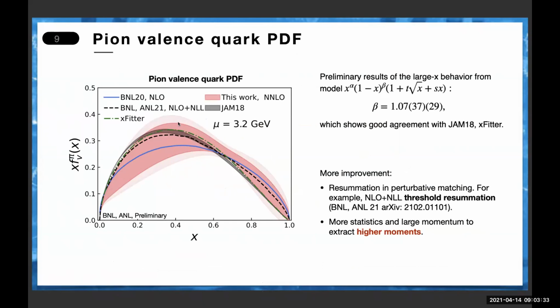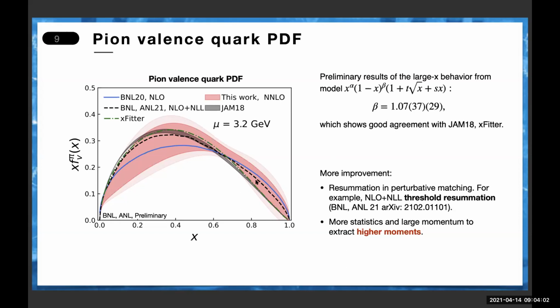Which is showing as the red band in this figure. For comparison, we showed our previous determination as the blue curve, which is the central value of our previous determination, and we also compare with X feature and GM18 results. As you can see, they are consistent within the error, which means that even using NLO calculation at physical point, our results still favor the beta around 1.